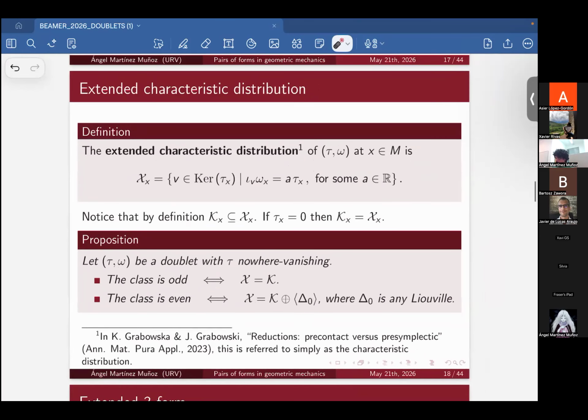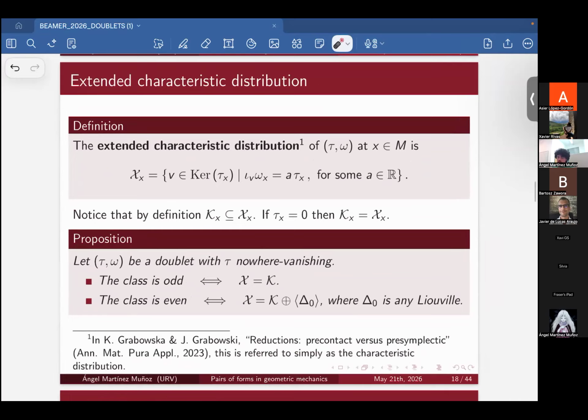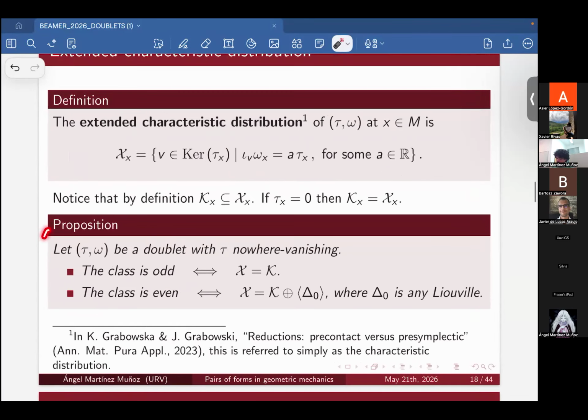Then another interesting object is the extended characteristic distribution. We've called it like this, although in some papers, like in this one, you can find it just as the characteristic distribution. It's this distribution, which is maybe a little bit less intuitive, but you will see that it's very similar to the other one in a moment. It's basically the vectors which are in the kernel, such that when you contract them with the 2 form, they give back the 1 form multiplied by some number. So this should already feel familiar to the definition of Liouville vector field. As we will see, it's related here.